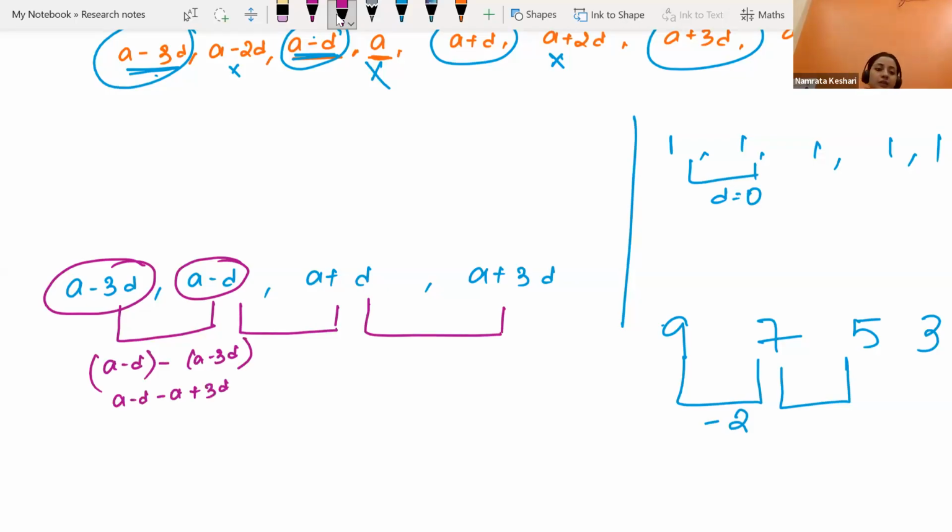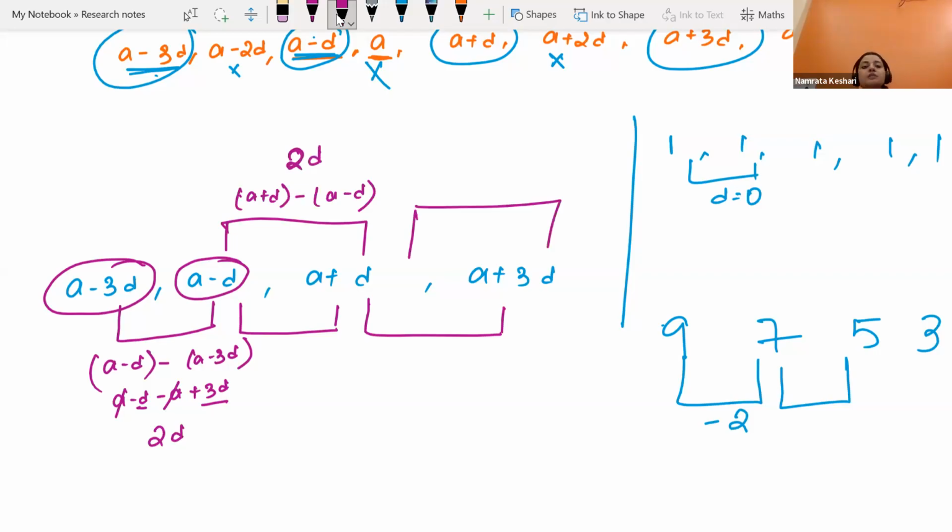it will become minus D plus 3D, that means 2D. इन दोनों के बीच का गैप भी देख लेते हैं, क्या ये भी 2D है? थर्ड टर्म A प्लस D है हमारा, माइनस सेकेंड टर्म A माइनस D, क्या ये भी 2D दे रहा है? हाँ या ना? Yes, ma'am. 2D. अगर हम फोर्थ टर्म में से थर्ड टर्म सब्ट्रैक्ट कर रहे हैं तो भी हमें 2D ही मिल रहा है क्या?